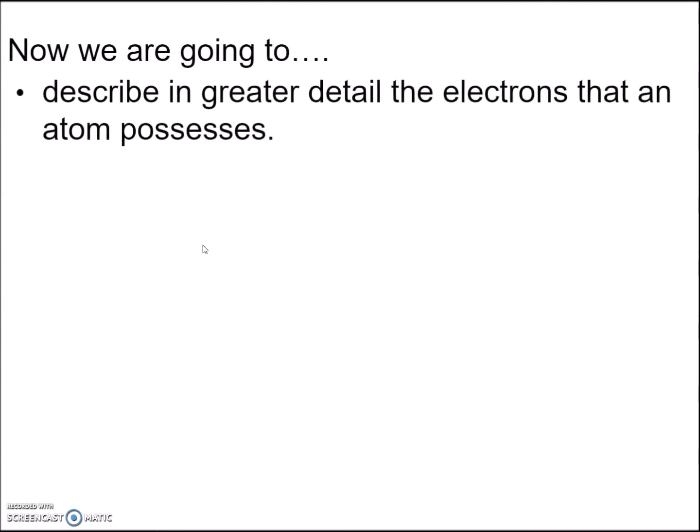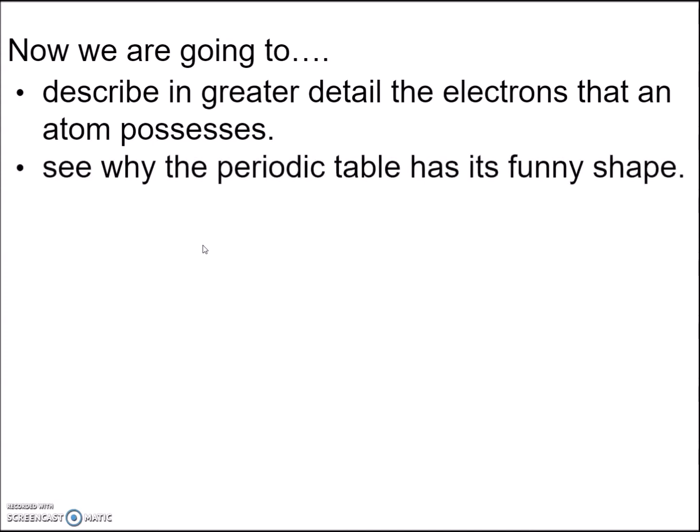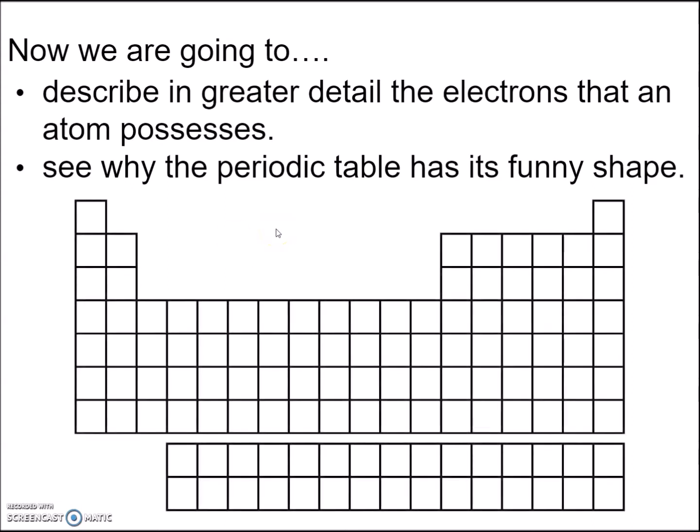In this note set, we're going to describe in greater detail the electrons that an atom possesses. And when we get to part 2 of the note set on electron configurations, we're going to see why the periodic table has its really funny shape. I'm sure you recognize this shape. We see it all the time in chemistry. But why is that shape not a perfect rectangle or a perfect square even? Why does it have this particular shape? That will become clear by the end of our notes on electron configuration. Okay.